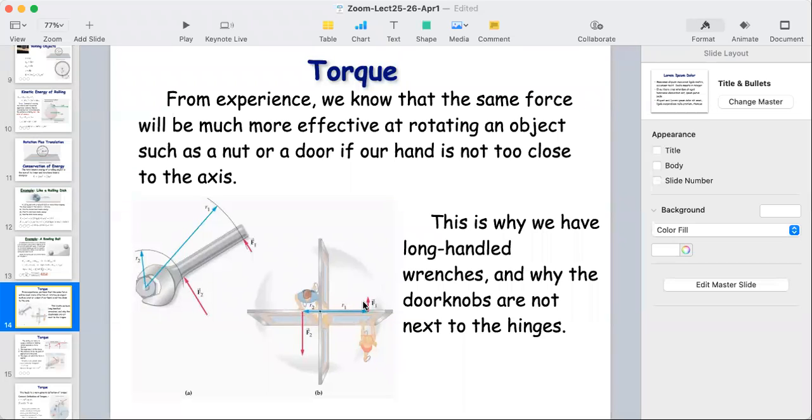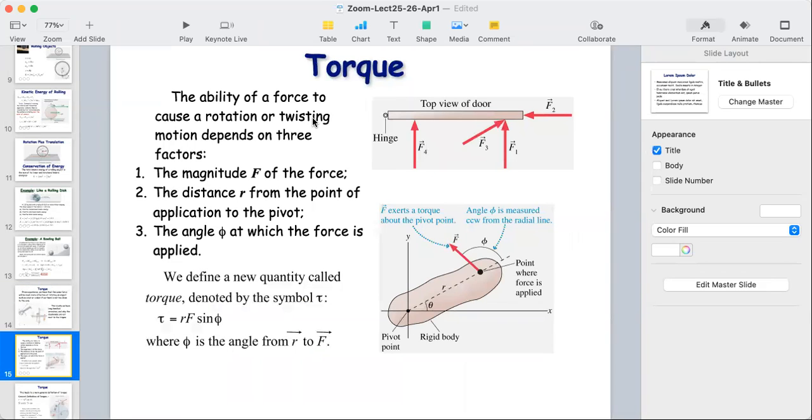So in this case, we consider the torque as the ability of a force to cause a rotation or twisting motion, which depends on the magnitude of the force, the distance from the point of application to the pivot, and also the angle at which the force is applied. Again, imagine that this is the top view of the door and this is the hinge. If you apply a force here with respect to a force here, F1 will be more effective than F4.